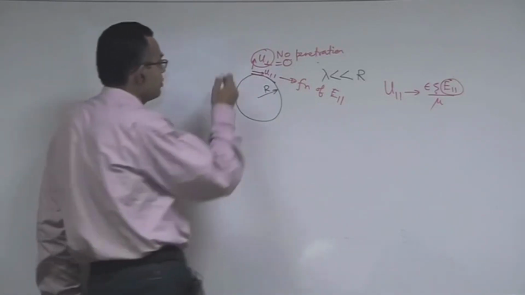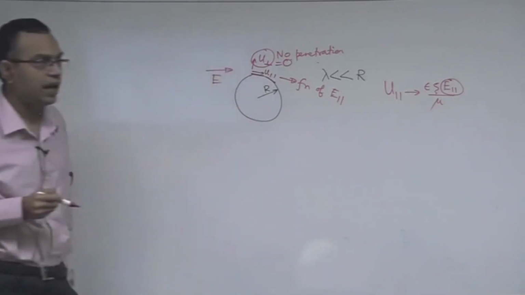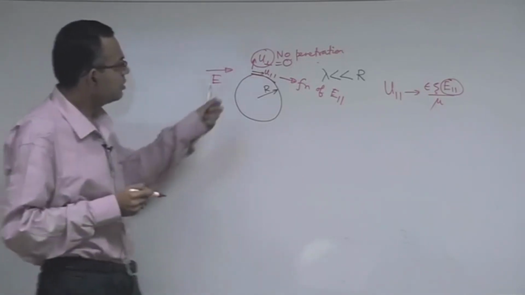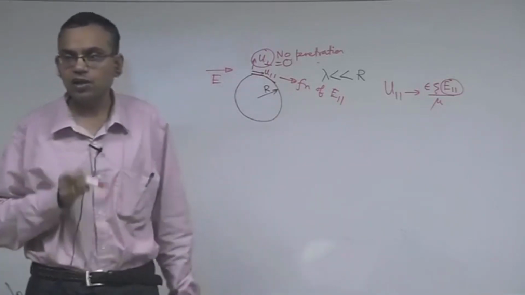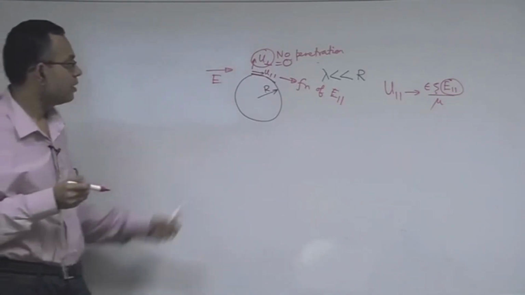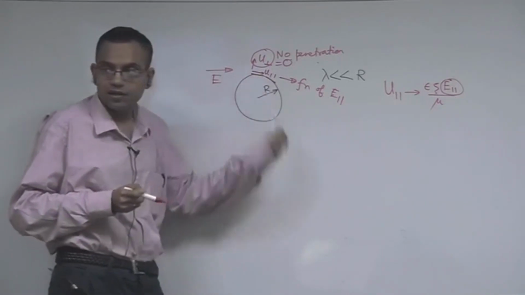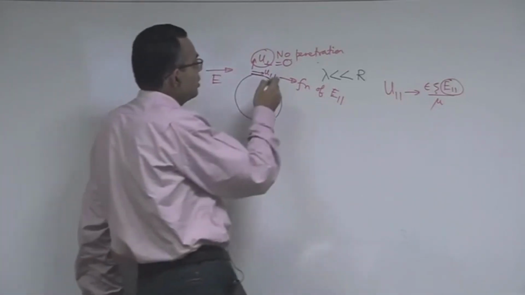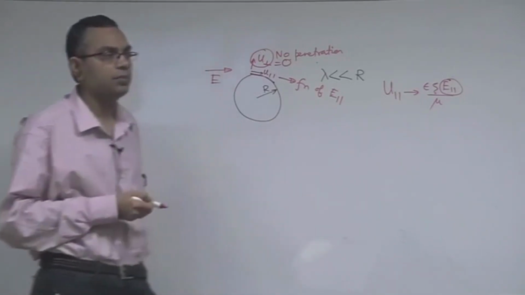You have an electric field E. Now, that you have an applied electric field E, the potential due to the applied electric field E is distributed over the surface of the sphere, such that at each location you have a different E parallel, and of course you have E perpendicular.